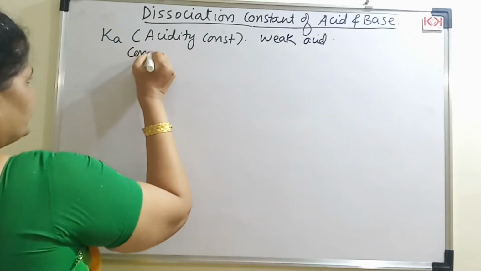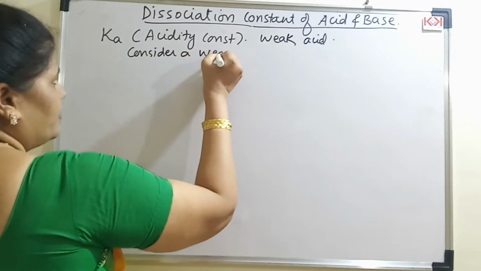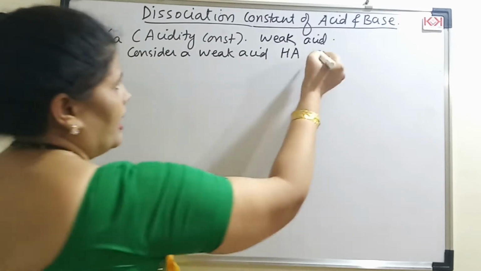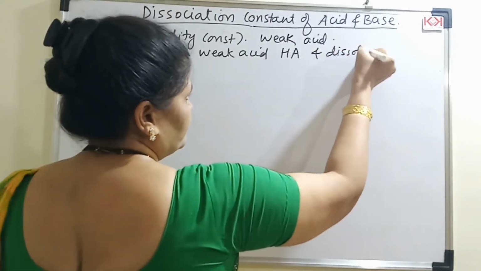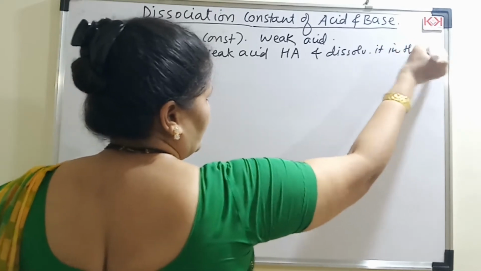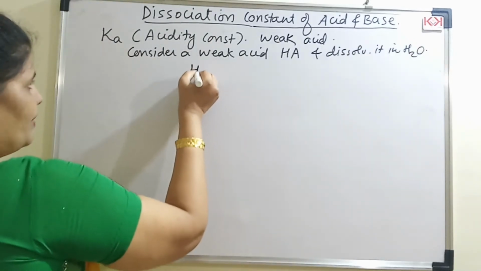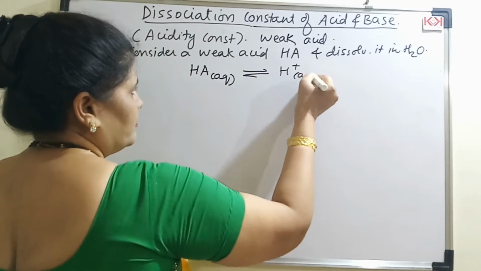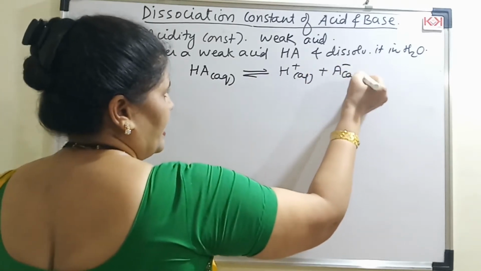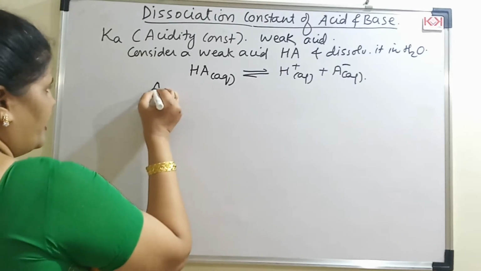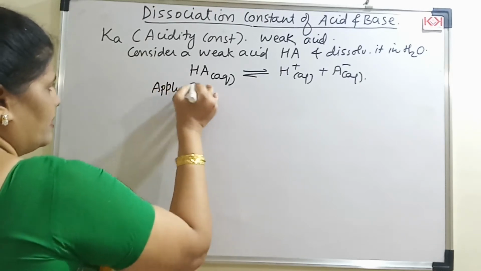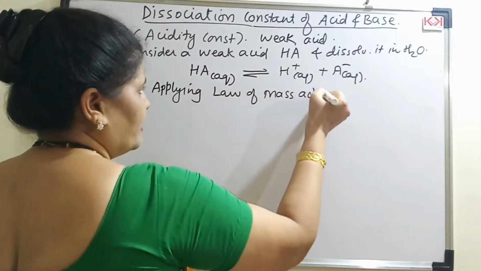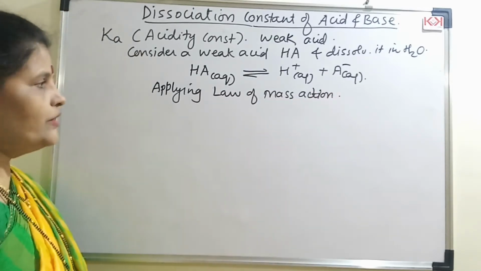So, consider a weak acid. Here I am taking a weak acid as HA and I will dissolve that in water. Now when I dissolve that in water, being a weak electrolyte, how will it dissociate? It will give me H plus and A minus ions. Now by applying the law of mass action. What is the law of mass action? You refer to the chemical equilibrium chapter video please.